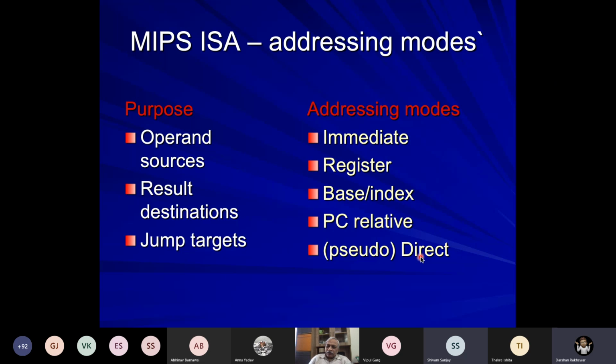So you can specify the address within a segment of the size 2 raised to power 26. If you think of memory as segmented into 2 raised to power 26 byte segments, then within the current segment you are specifying this address. So it is direct, but in a limited sense.